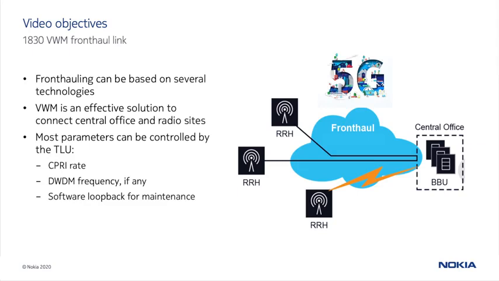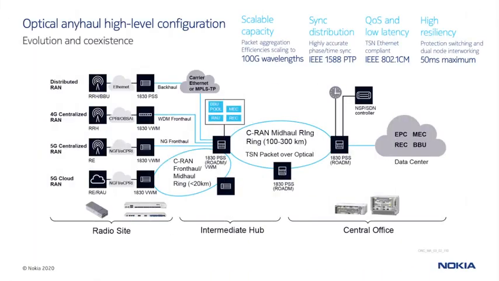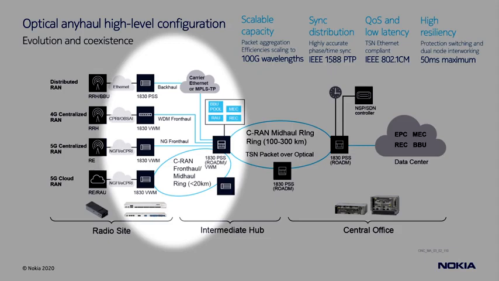In this video, we'll explain the main components of the VWM solution and the main configuration parameters to ensure the end-to-end transmission is working properly after the physical connectivity has been set up, including the CPRI rate, DWDM frequency, and software loopback. Several technologies can be used to enable Fronthaul connectivity and connect the baseband unit, or BBU, with the radio site. One of those is based on the VWM solution, which can support active, semi-passive, or passive architectures.